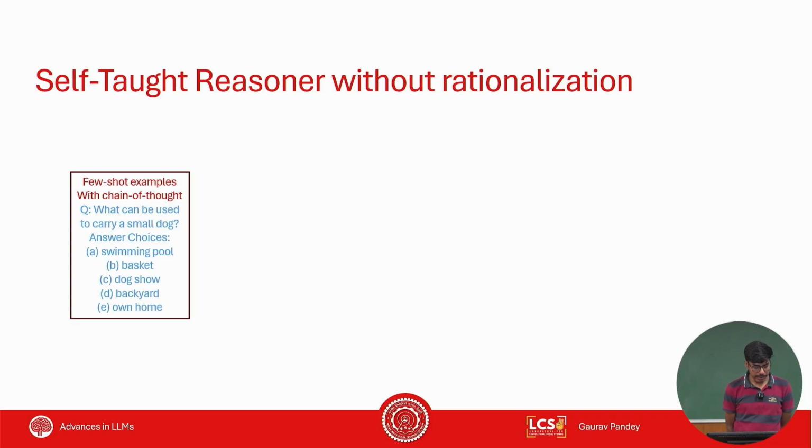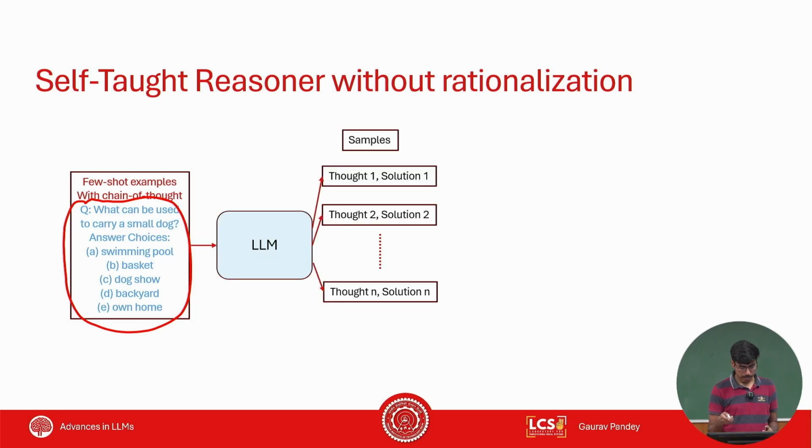What it does is, it takes some few-shot examples with chain of thought that we saw earlier in the chain of thought prompting first slide. We saw a few-shot examples with chain of thought, and then it takes this question that you care about, this is the question whose answer you want. So here it is: what can be used to carry a small dog? Swimming pool, basket, dog show, backyard, own home. You feed it to a language model and it generates.